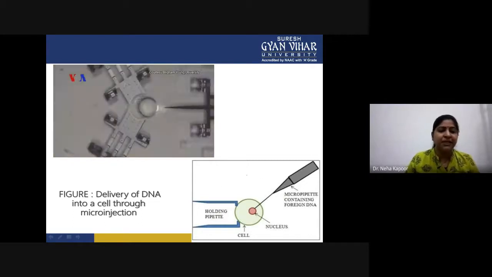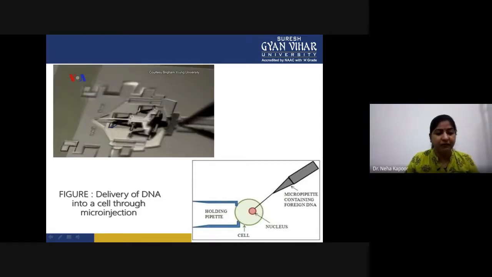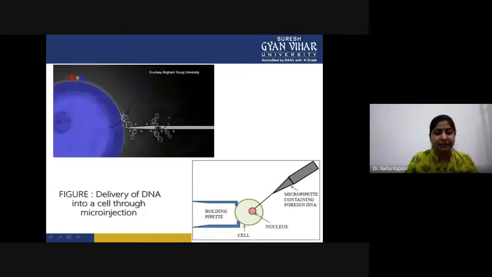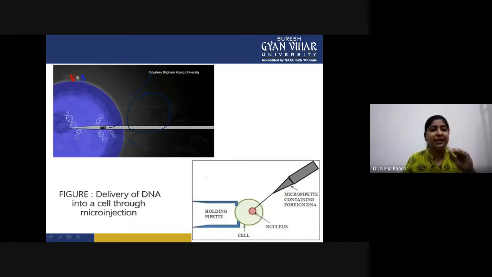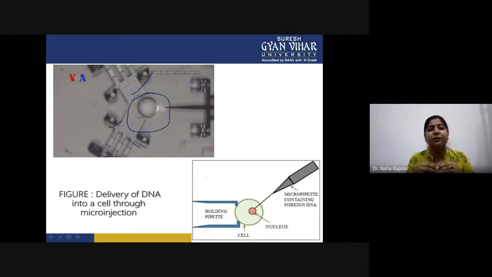This is the complete assembly. As you can see, this is the tip that is going inside and delivering the DNA. This is the holding pipette. This is the cell. Inside this cell, with the help of microinjection, with the help of a syringe, DNA is delivered.